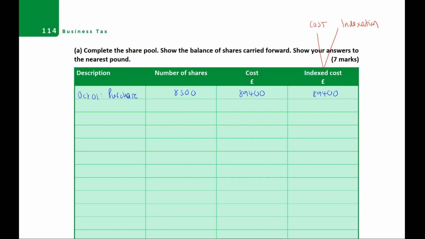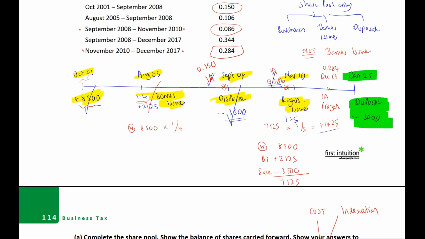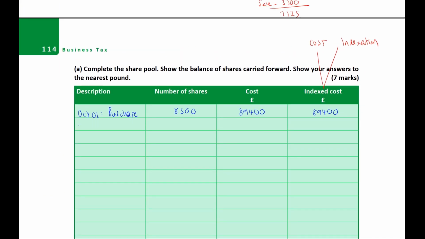What next? Well, we're looking next for a bonus issue, because it's the next thing that actually happens in my timeline. So one by one I'm going to go through these and tick them off as they're dealt with. So I've done the 8,500, done. Next thing I come to as I scoot along the timeline is a bonus issue. I know that there's no indexation before that, so I simply add on the extra 2,125 shares. So 1 for 4 bonus issue.